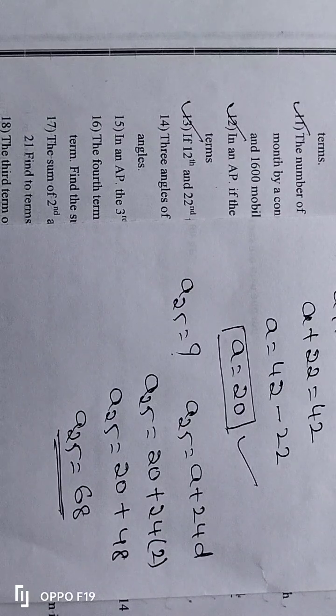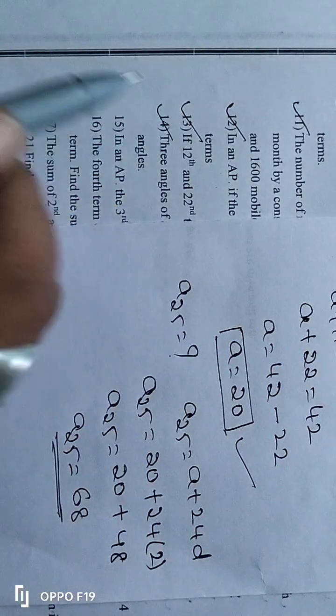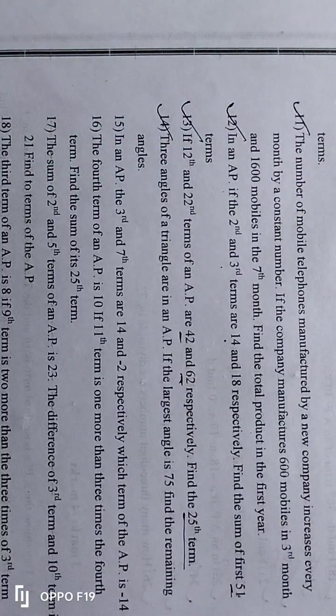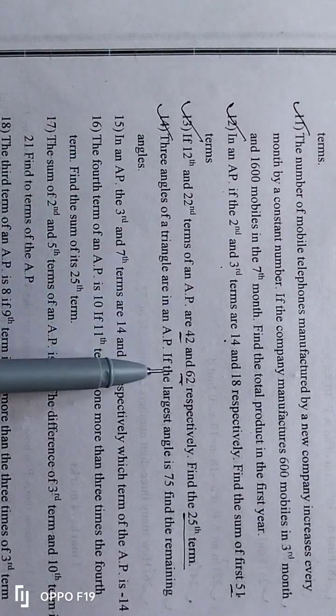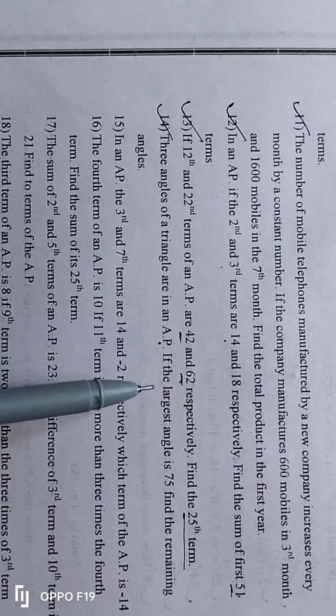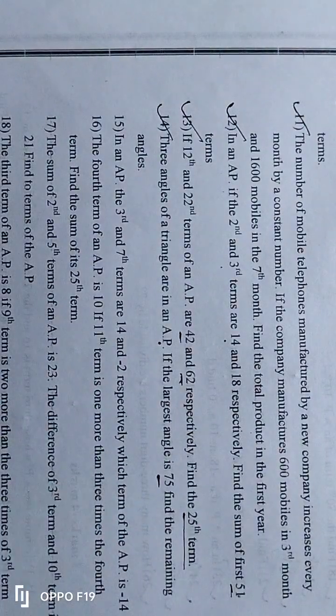Now let us move to question number 14. So let us see what the question is. In question number 14, he has given three angles of a triangle in AP. If the largest angle is 75 degrees, we have to find out the remaining angles. So three angles of a triangle are in AP. Now let us take three angles that are in AP.